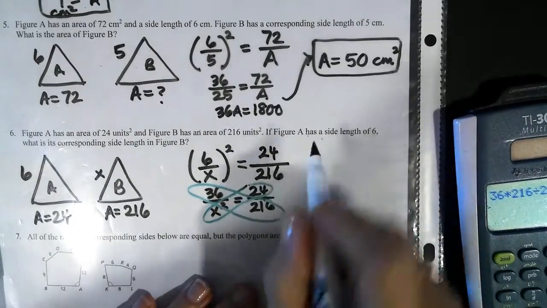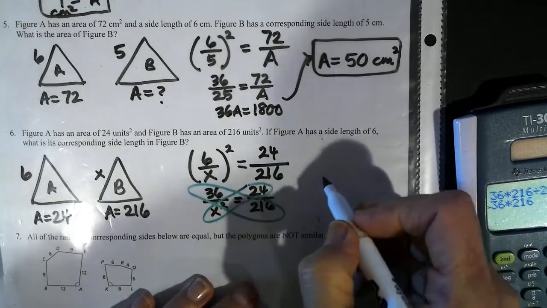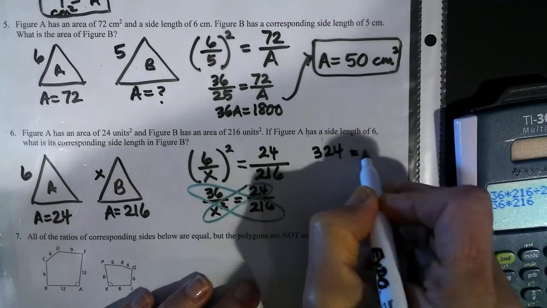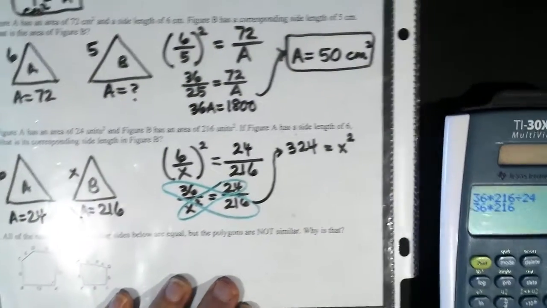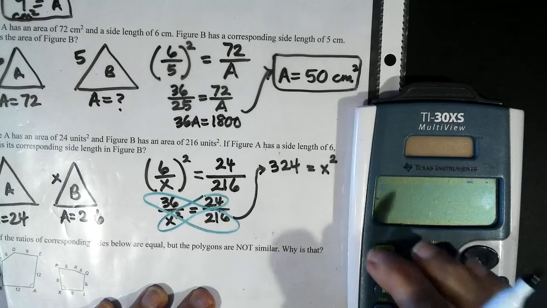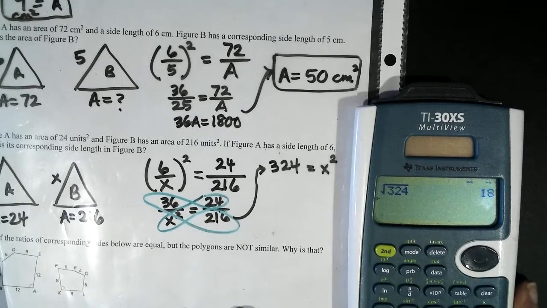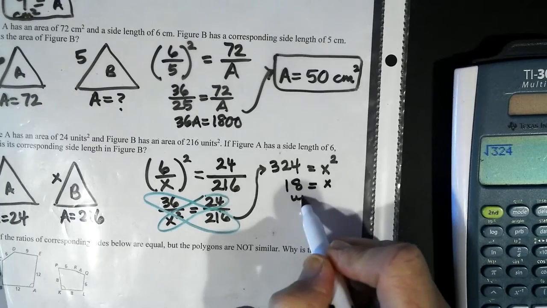Okay. So 36 times 216 gives me, oh wait, so this is 324 equals x squared. Goes from here to here. And then when I square root 324, I get 18. That sounds reasonable. I knew that other number was too big. So x equals 18 units.